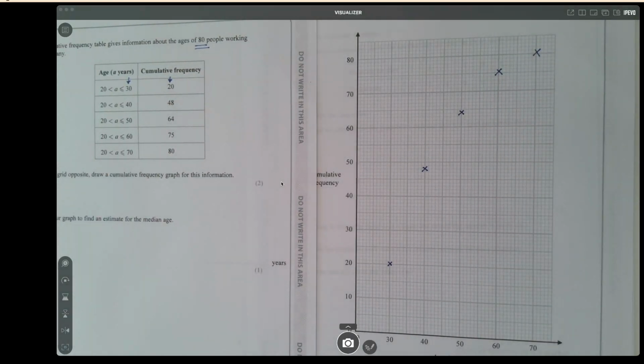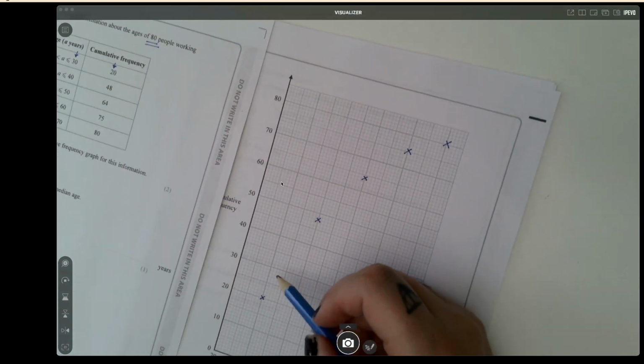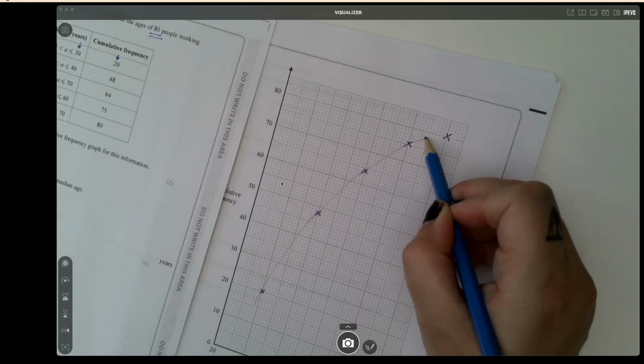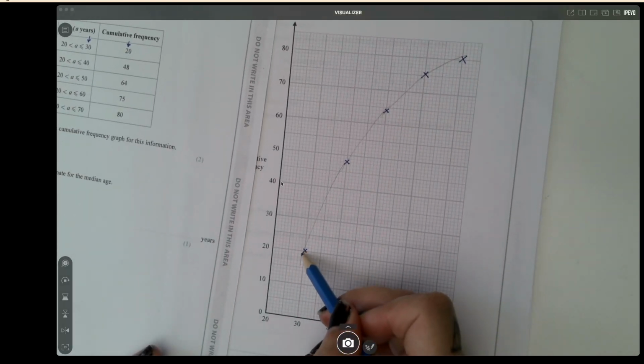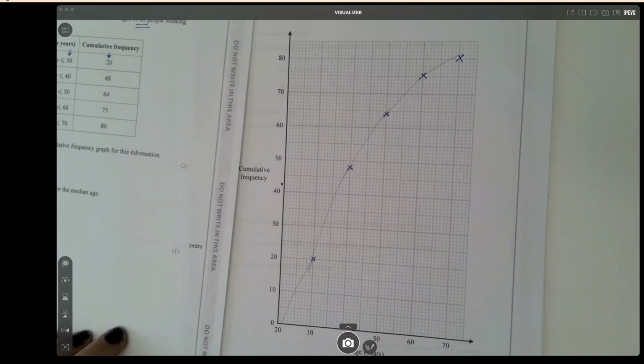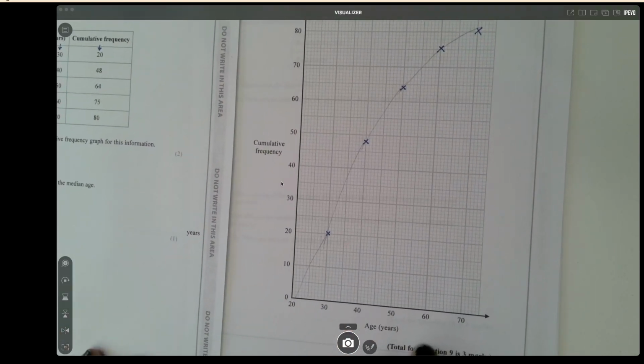I'd recommend that you do this in pencil just in case you make a mistake, but now we need to simply draw a smooth curve through those points. It doesn't have to go from 0, but you can join it to 0 if you want to. Just needs to be a rough, smooth curve. So that's part A. Part B, use your graph to find an estimate for the median age.